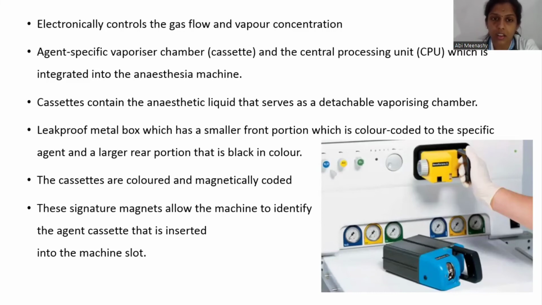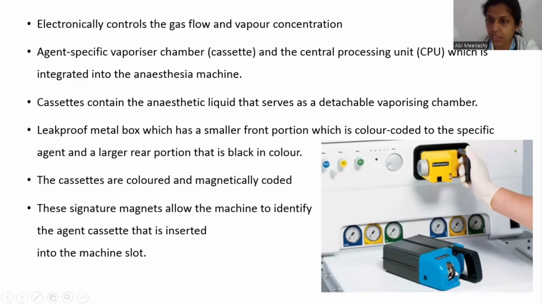These colors are colored and magnetic coded. Your anesthesia machine will respond to this magnetic code only. It cannot see which color it is. So according to this magnetic code, it will understand whether it is sevoflurane, isoflurane, or desflurane. The signature magnet allows the machine to identify the agent cassette that is being inserted into the machine slot. So there is a slot in your anesthesia machine. That's where you will insert your Aladdin cassette.